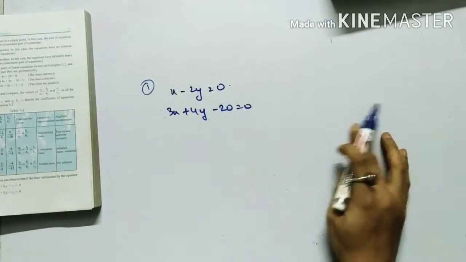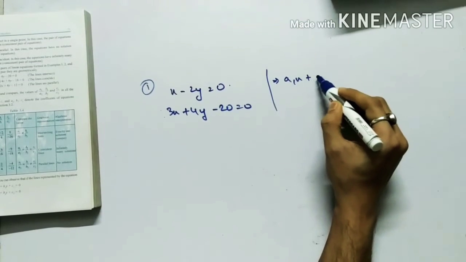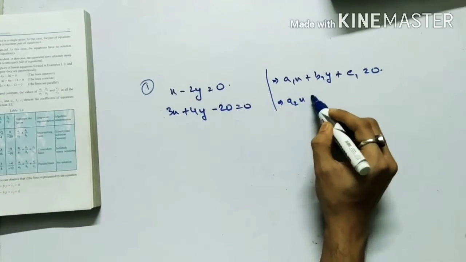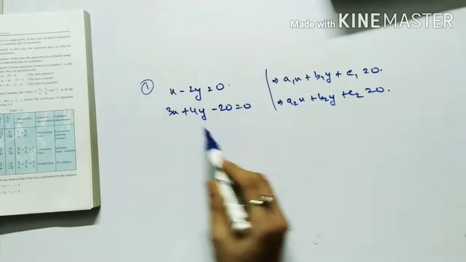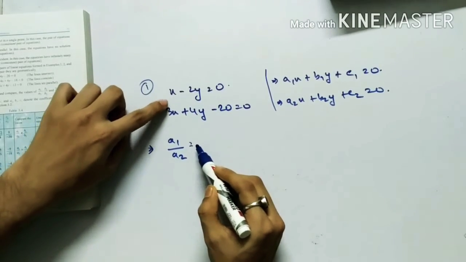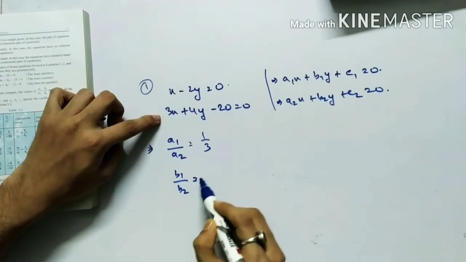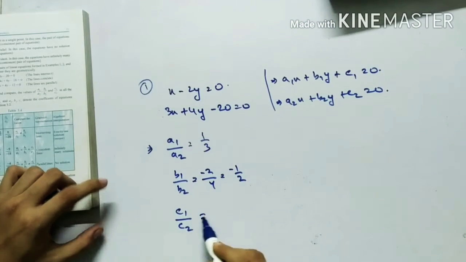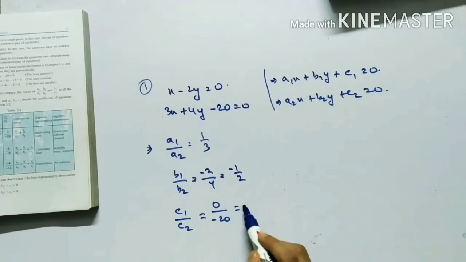Now, a linear equation in two variables takes the form a1x plus b1y plus c1 is equal to 0 and a2x plus b2y plus c2 is equal to 0. If you compare it in here, if I do a1 by a2, what will I get? I will get 1 by 3. If I do b1 by b2, I will get minus 2 by 4, which is minus 1 by 2. And c1 by c2, in here c1 is 0, so 0 by minus 20, which is equal to 0.